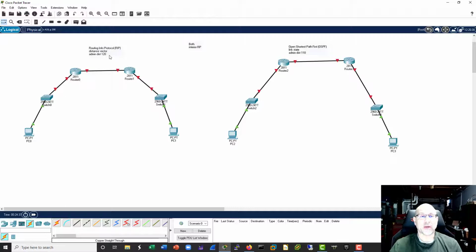Alright, now the metric here in a RIP topology is hop count, which just means how many routers you are going to pass through, and then the metric here in OSPF is non-dimensional, which means there are no units that you can apply to the metric because there's a couple of factors that we're taking into account.